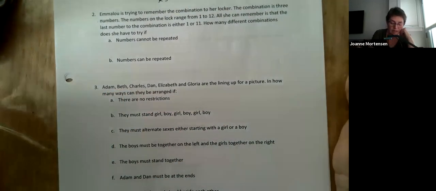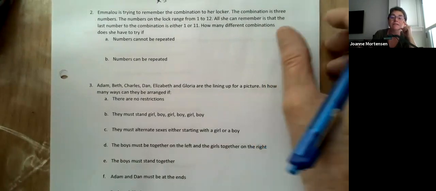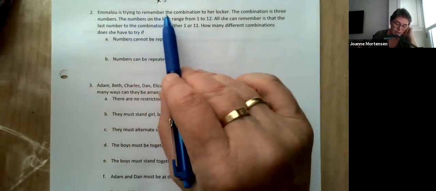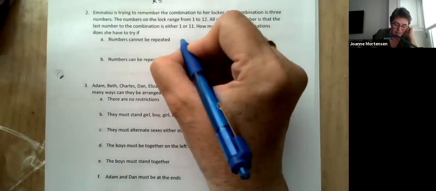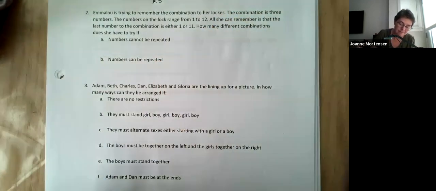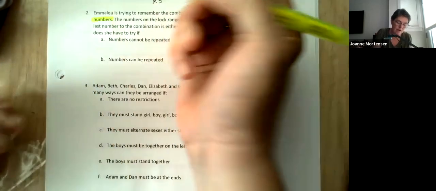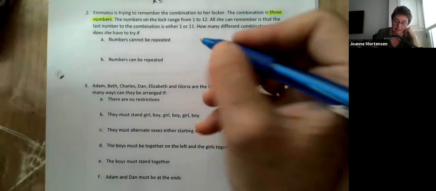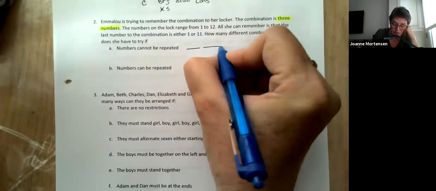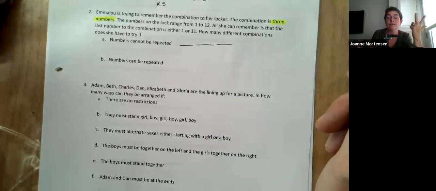All right. Emily, the combination question, lockers. Okay, Emily was trying to remember the combination to her locker. The combination is 3 numbers. Okay, before you can go any further, you know what? I'm going to use my highlighter. So what does that tell you? Exactly. It tells me 1, 2, 3. There's going to be 3 lines: first number, second number, third number.